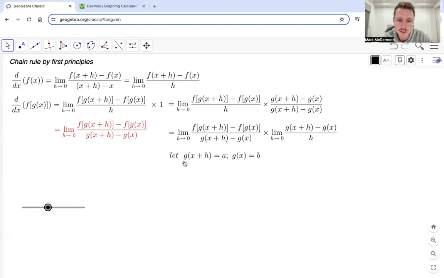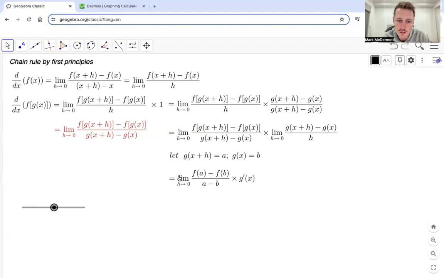We're going to have to make a substitution, okay? And you'll see why in a moment. So wherever we see g of x plus h, we're going to call that a. Wherever we see g of x, we're going to call that b. So this thing here is going to become f of a, because g of x plus h is a, and g of x is b. So it's going to be f of a minus f of b over a minus b as h approaches 0.